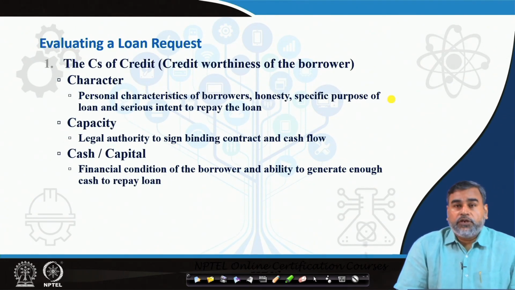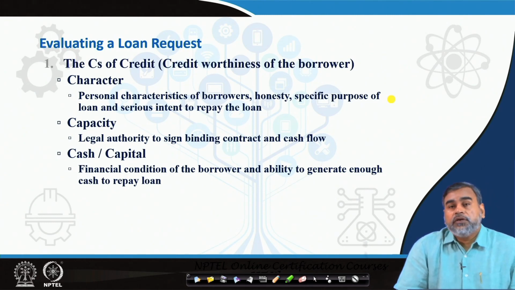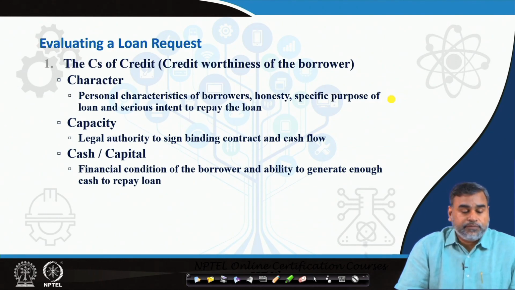How to evaluate the loan request? Basically, it is the 7 C's or 6 C's of credit, as it is popularly called, which tries to measure the creditworthiness of the borrower. So, whenever you talk about the C's of credit to measure the creditworthiness of the borrower, what do the C's stand for? What do you mean by the C's?